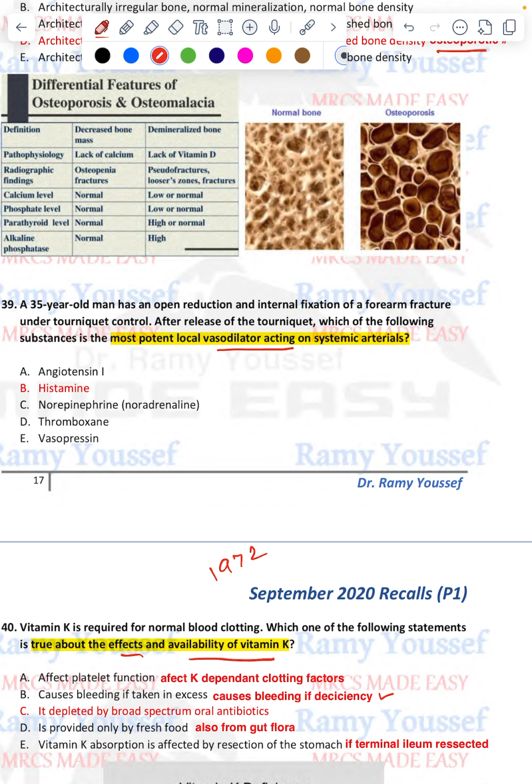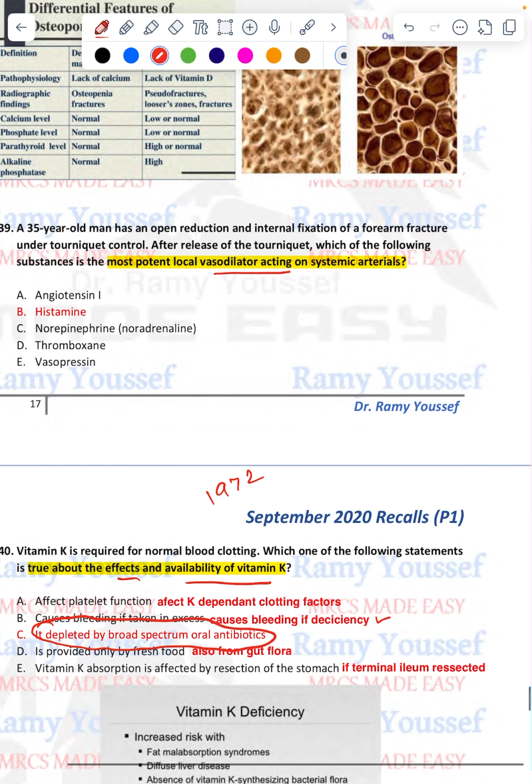It is depleted by broad spectrum antibiotics. If more antibiotics are given, vitamin K will be depleted. Also from fresh blood it is provided. Vitamin K's absorption is affected by resection of stomach, terminal ileum. It is B12.